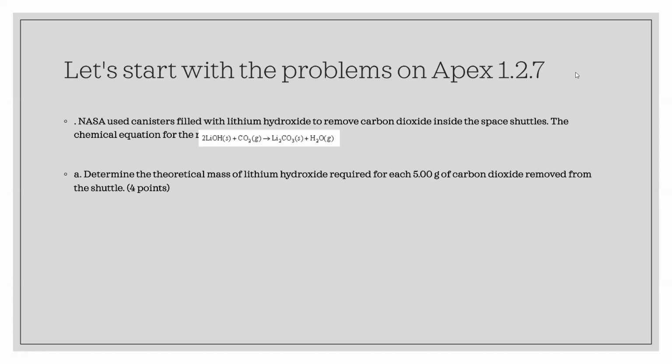And the questions, these are real, by the way. This is for real how we use chemistry in real life. NASA used canisters filled with lithium hydroxide to remove carbon dioxide inside the space shuttles. So lithium hydroxide is a powder, and they would fill some canisters with it, bring them up into the space shuttle, and then they're called air scrubbers. They'd take out the carbon dioxide. It would make water as a byproduct, which is pretty cool.